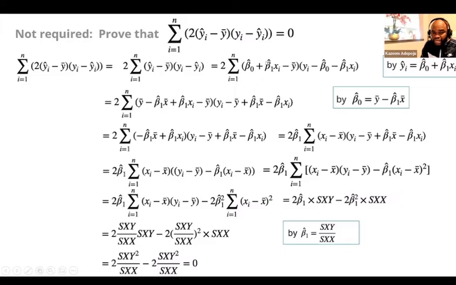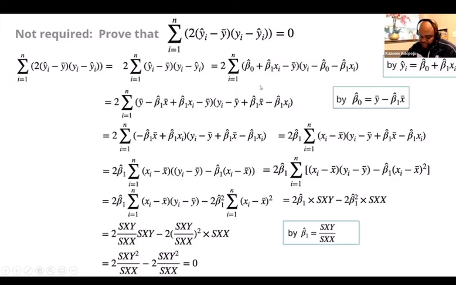We plug in the beta naught cap plus the beta 1 cap x. Take a look at that. Now that you have this, the next thing we basically want to simplify. And what are we going to do? To simplify, take a look at the beta naught cap.